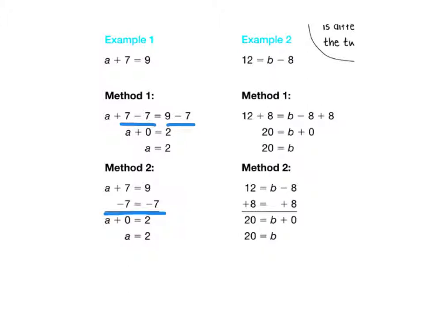And the same thing is done on this side. So instead of subtracting 8 to get rid of the 8, he added 8, because minus 8 plus 8 gives you 0, or 8 minus 8 is 0. And then on this side he has 12 plus 8. So he has b plus 0 equals 20, and 20 equals b.